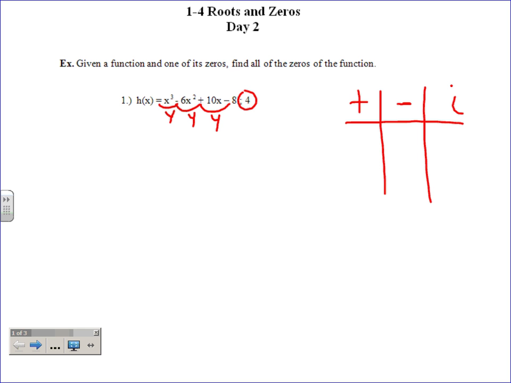Basically, it's saying given a function and one of its zeros. So basically, it gave you one of the answers. So 4 is one of the answers here. It says find all the other zeros. But what I want you to do is do this so I can show you how it all relates.